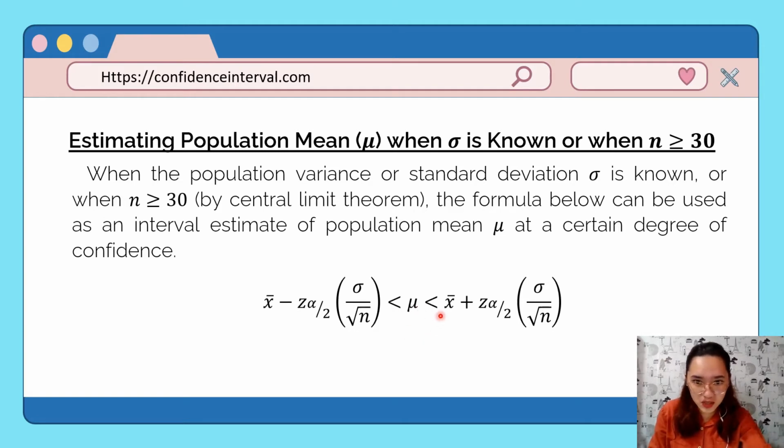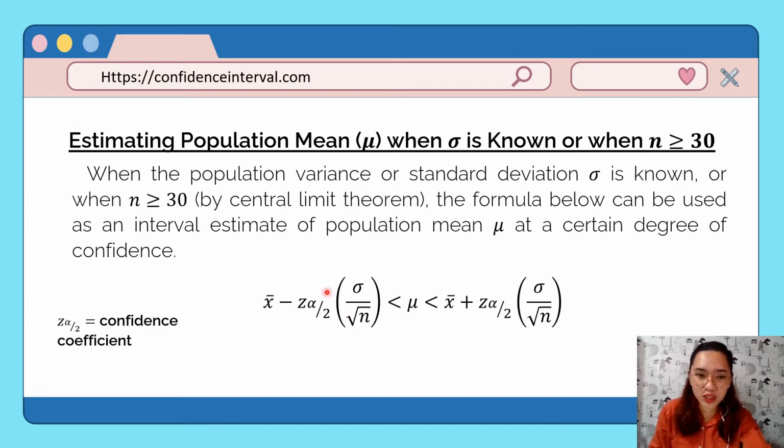Ayan. So kung mapapansin nyo, yung ating population mean is between our sample mean plus ito and sample mean minus ito. And of course, ito pong symbol na to is our sample mean. And itong symbol naman na ito is our population standard deviation. And ito namang symbol na to is our sample size. And of course, ito naman pong ito is our confidence coefficient. Ayan. So, yan yung mahalagang kailangan din natin to compute for our interval.